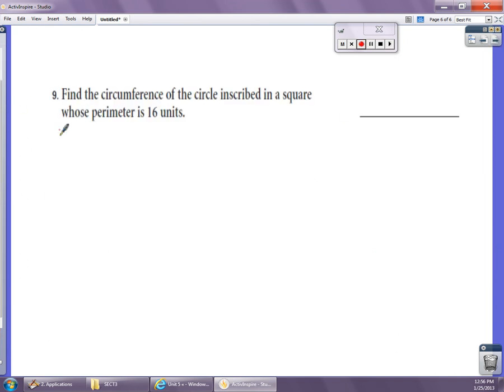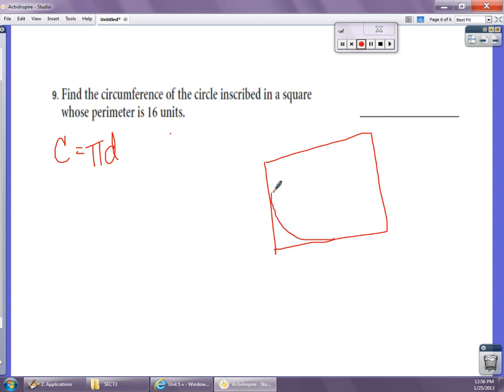Final one, find the circumference of a circle inscribed in a square. Circumference equals pi times diameter. So let's draw that. It's a square. You have a circle inscribed in a square, which means inside a square. Find the circumference of a circle inscribed in a square whose perimeter is 16.